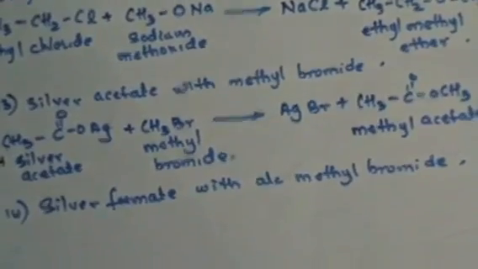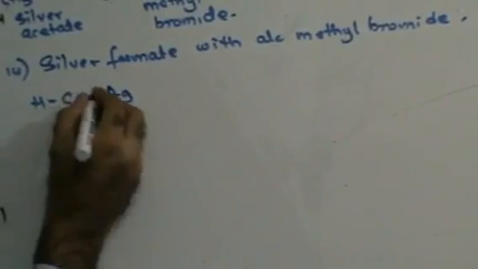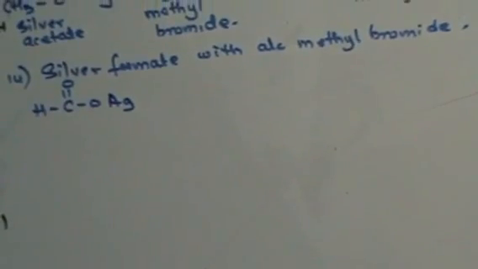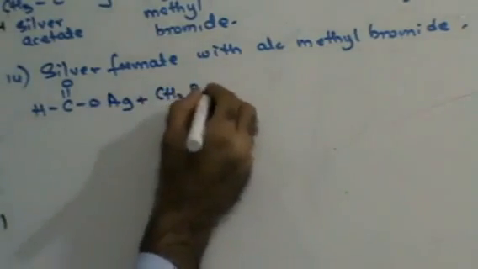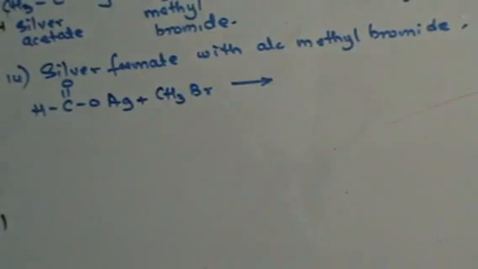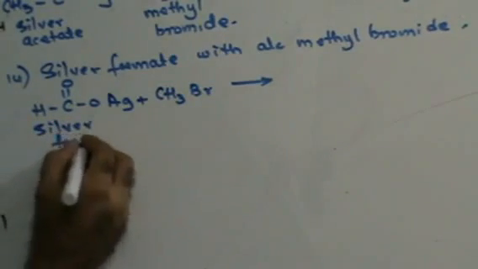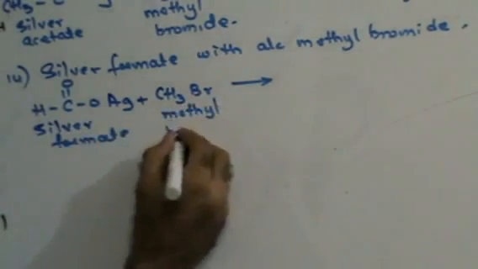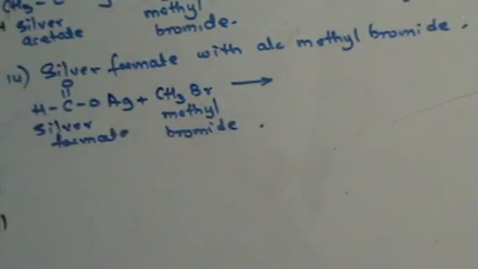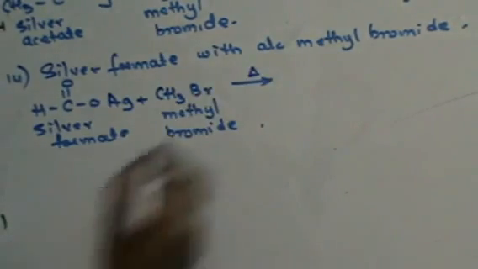Silver formate, Ag HCOO. Silver formate reacts with methyl bromide, CH3Br. So this is silver formate reacting with methyl bromide. In which case you will have to heat this, and you will have a substitution reaction.